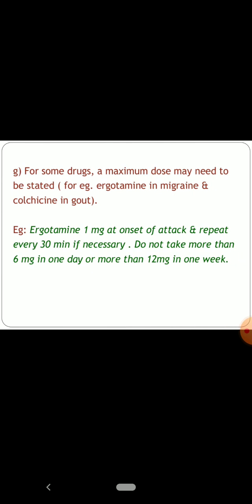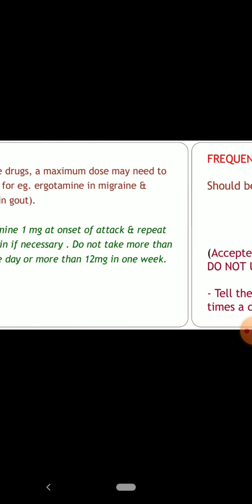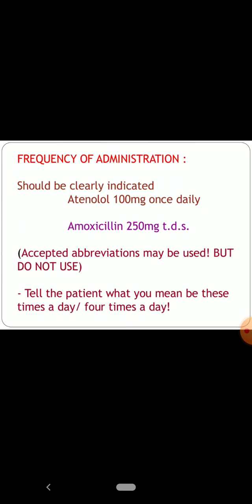Next, for some drugs, the maximum dose may need to be stated, for example ergotamine in migraine and colchicine in gout. So the maximum dose must be stated, like ergotamine 1 mg at onset of attack and repeat every 30 minutes if necessary. Do not take more than 6 mg in one day or more than 12 mg in one week. The indication should be mentioned for life threatening drugs.